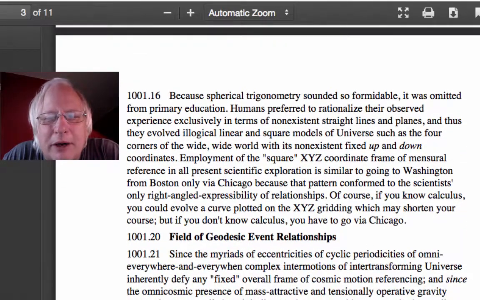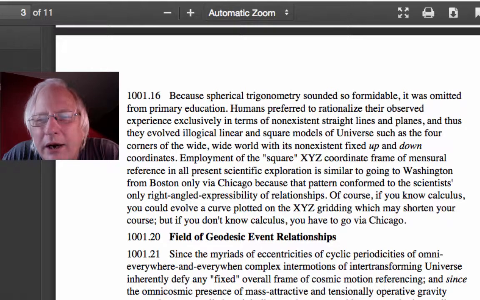I'm going to read one more paragraph. Because spherical trigonometry sounded so formidable, it was omitted from primary education. Humans preferred to rationalize their observed experience exclusively in terms of non-existent straight lines and planes, and thus they evolved illogical, linear, and square models of universe, such as the four corners of the wide, wide world with its non-existent fixed up and down coordinates.